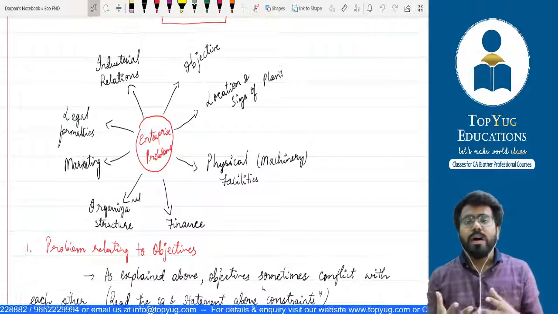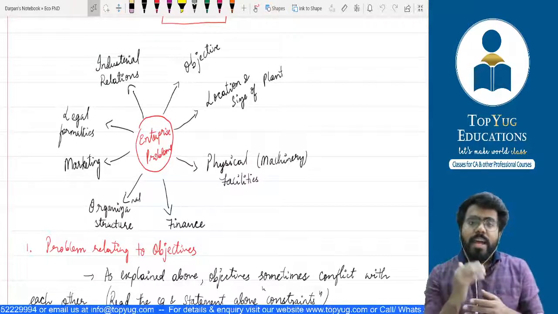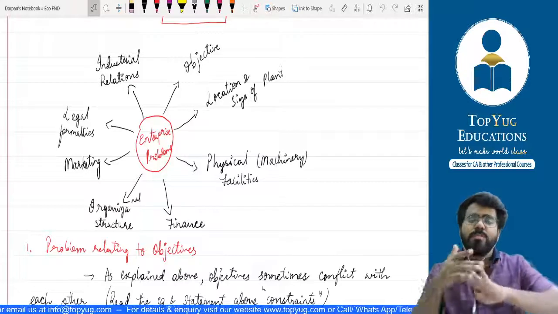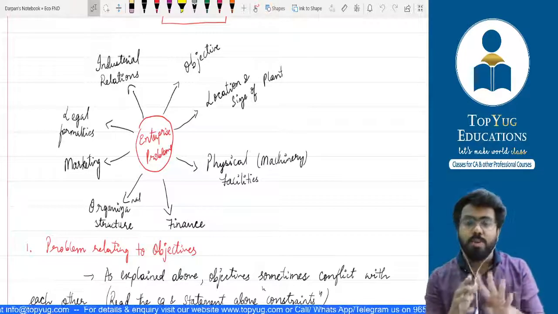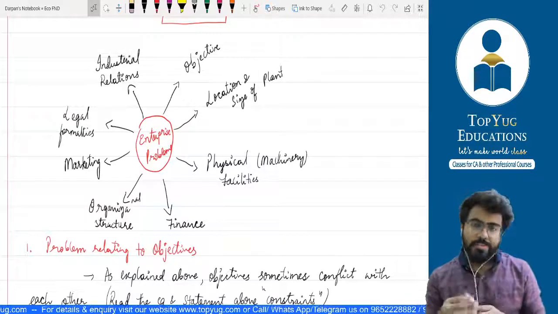Then problems relating to marketing. What is this? This is identifying your target market first, and then deciding your 4Ps: product, price, place and promotion. So there'll be things relating to product, relating to price, relating to place, relating to promotion. These are nothing but problems relating to marketing.